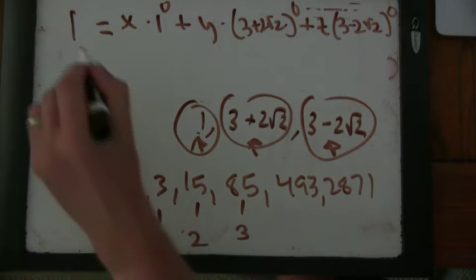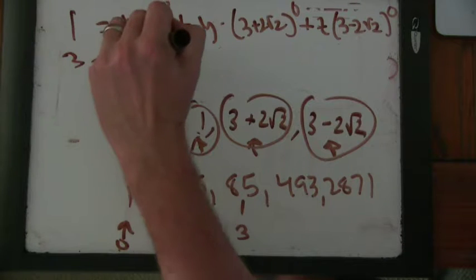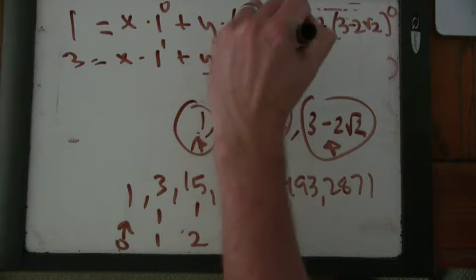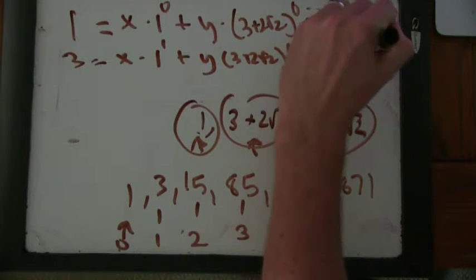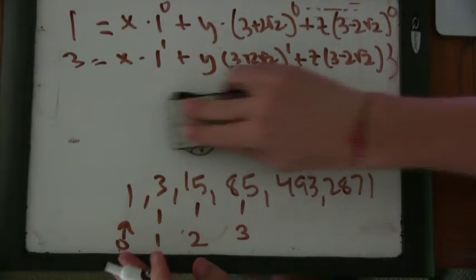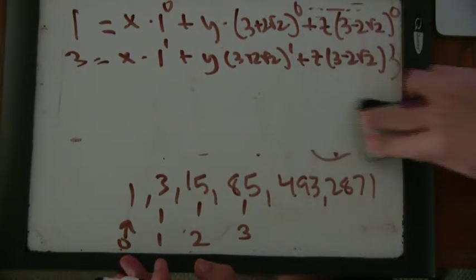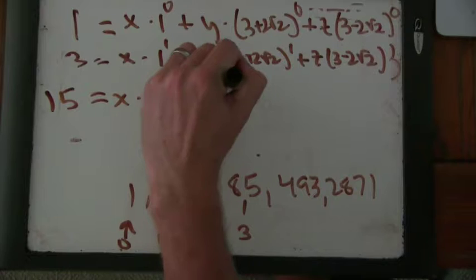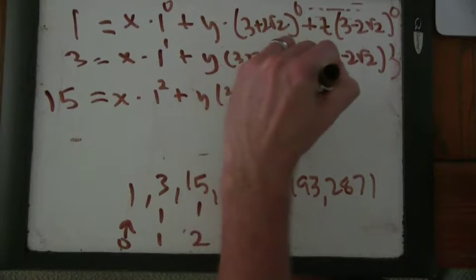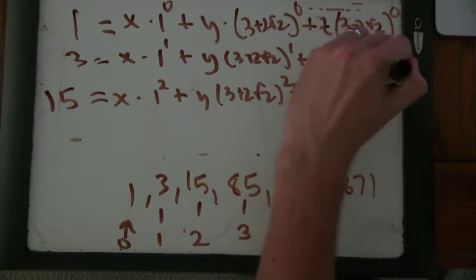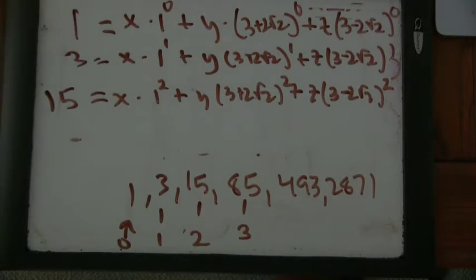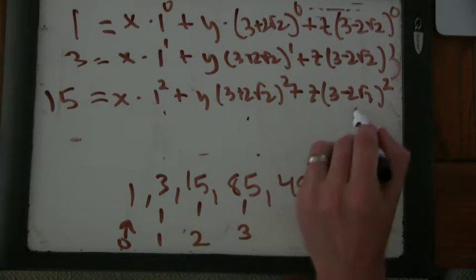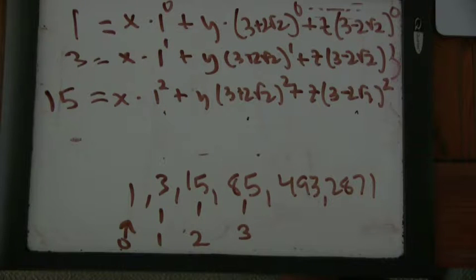Okay, that makes sense. 3 equals x times 1 to the 1 plus y times 3 plus 2 root 2 to the 1 plus z times 3 minus 2 root 2 to the 1. And then 15 equals x times 1 squared plus y times 3 plus 2 root 2 squared plus z times 3 minus 2 root 2 squared. And the x, y, and z all stay constant. So it's some linear combination of powers of 1, powers of 3 plus 2 root 2, and powers of 3 minus 2 root 2.